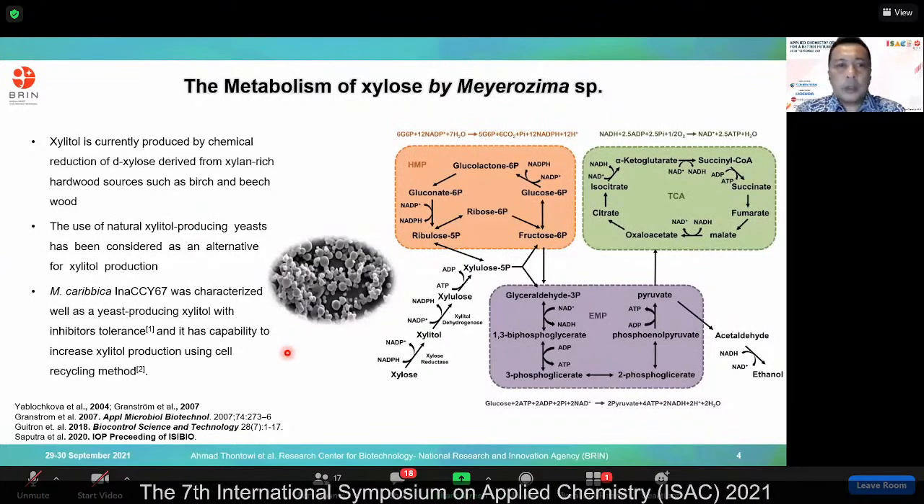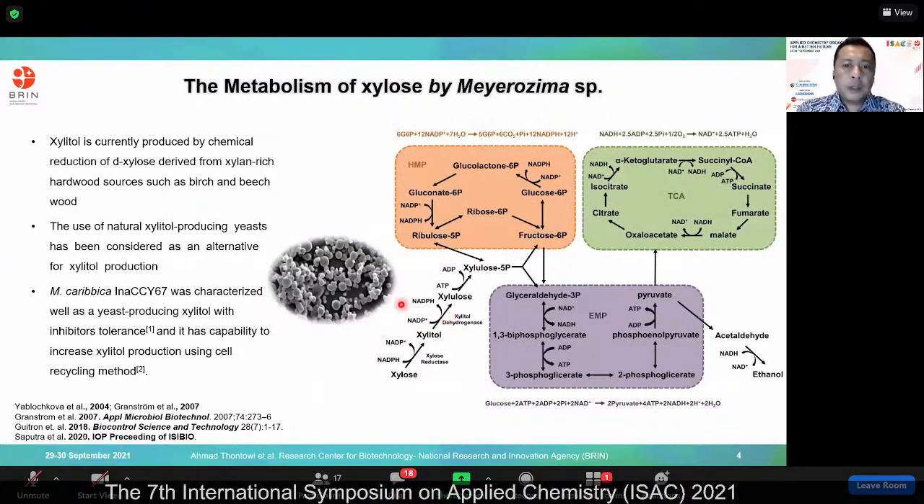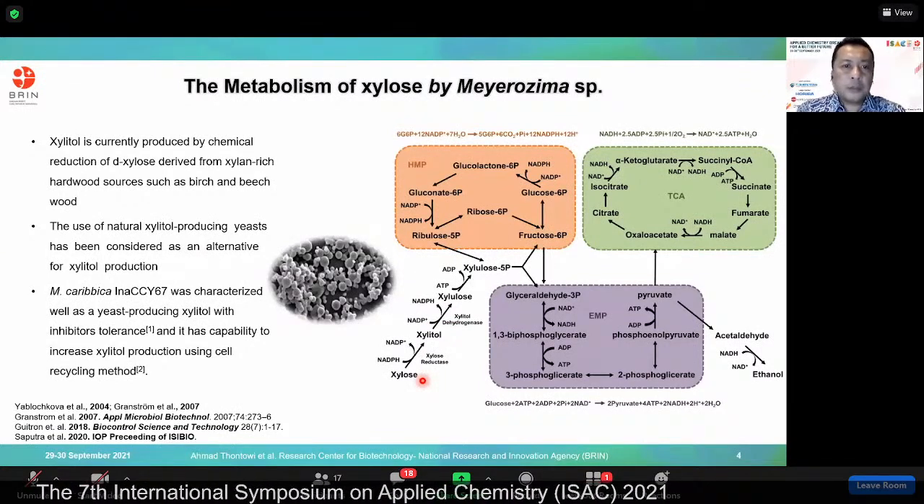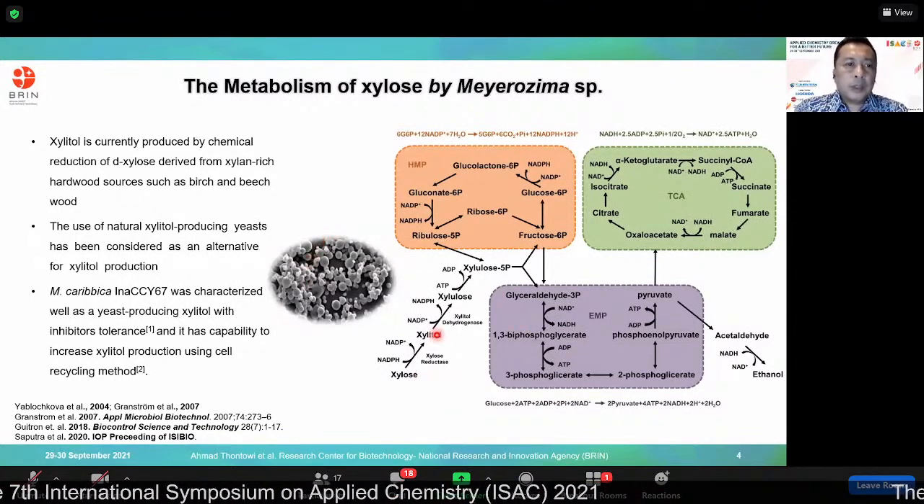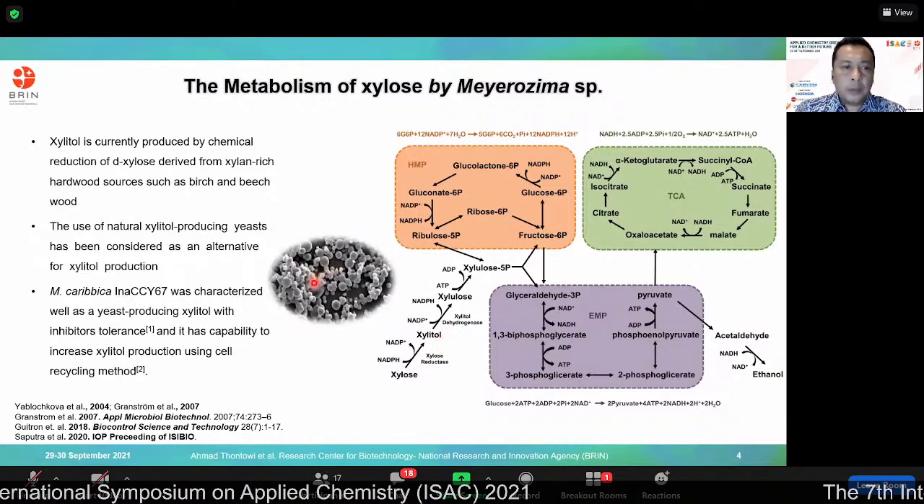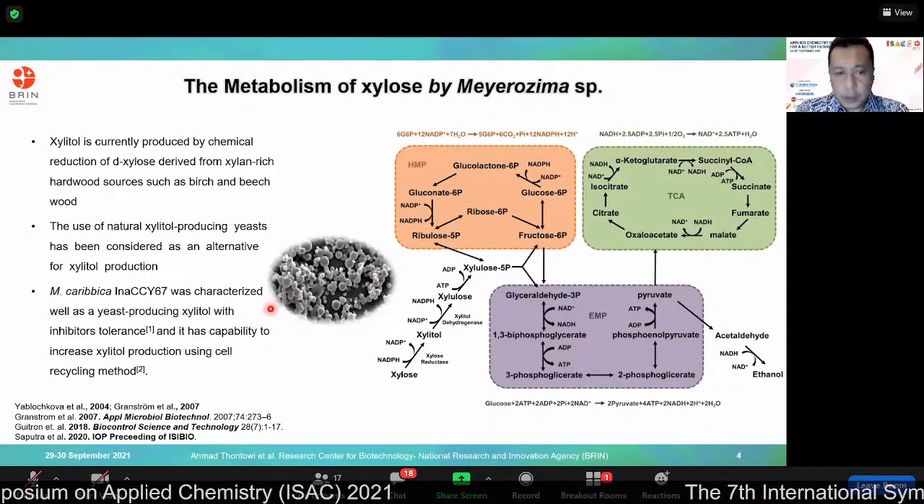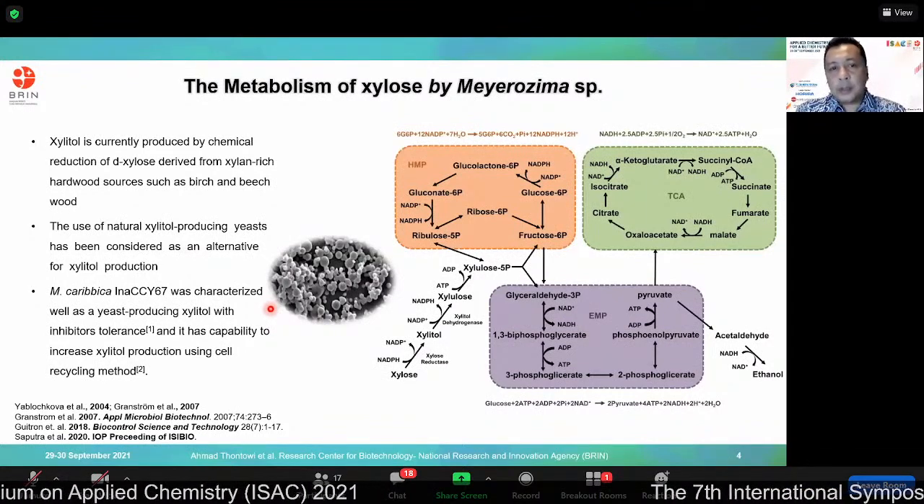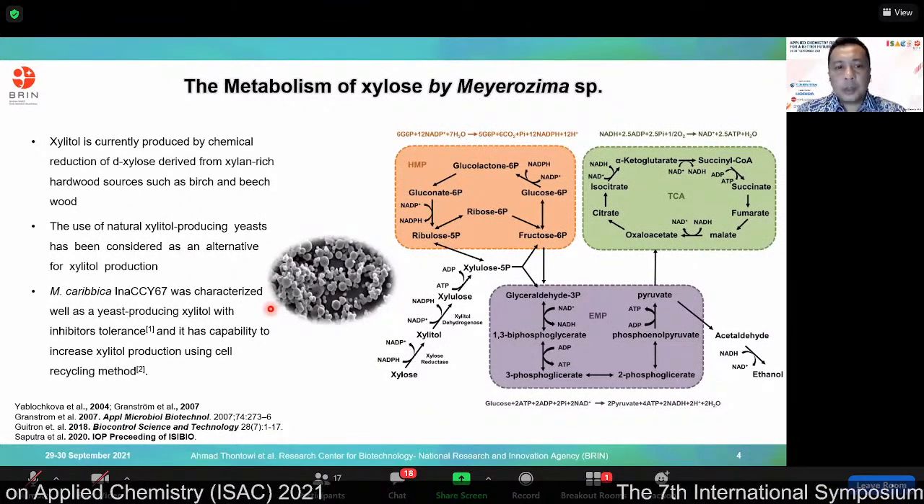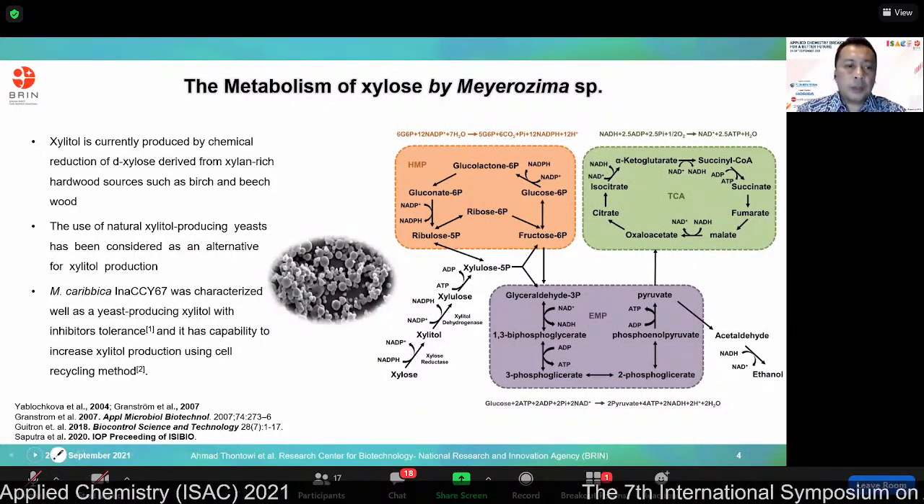Xylitol is currently produced by chemical reduction of the xylose derived from xylan-rich sources such as birch and beechwood. The use of natural xylitol-producing yeast has been considered as an alternative for xylitol production. We have Meyerozyma caribbica from the Indonesia Culture Collection, which was characterized as a xylitol-producing yeast with inhibitor tolerance, and it has the capability to increase xylitol production using the cell recycling method.